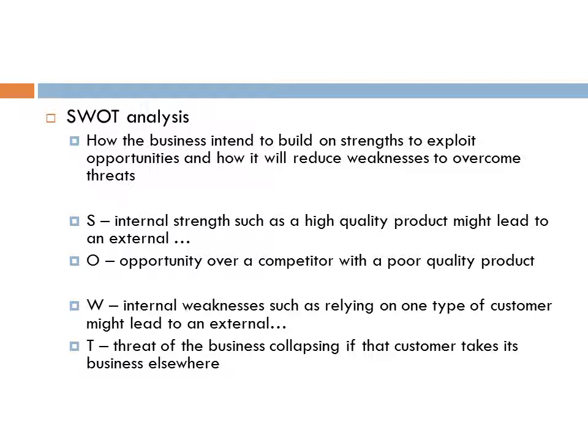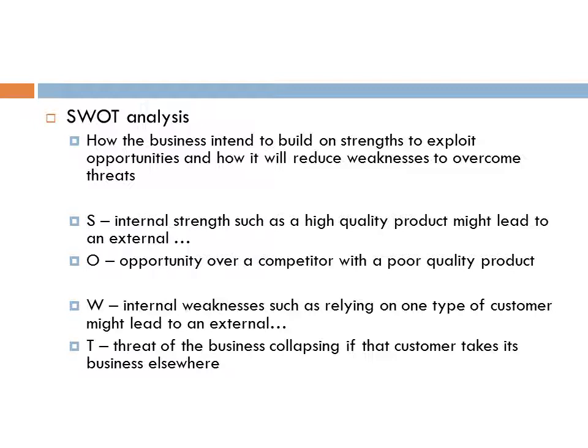So say, for instance, if people in Aldi start going to Lidl, or when people start to have a little bit more money, they stop going to Aldi and Lidl altogether, Aldi might have a problem. So the internal weakness is relying on one type of customer. That leads to an external threat.